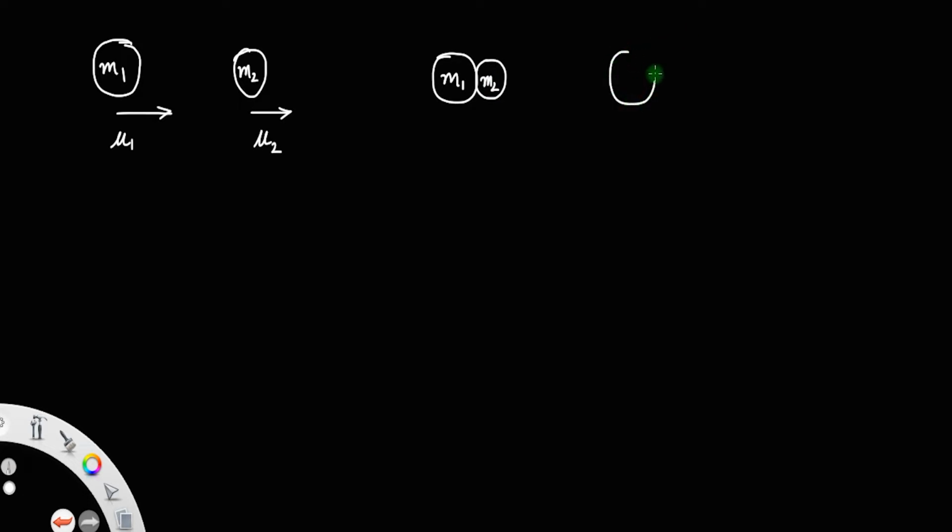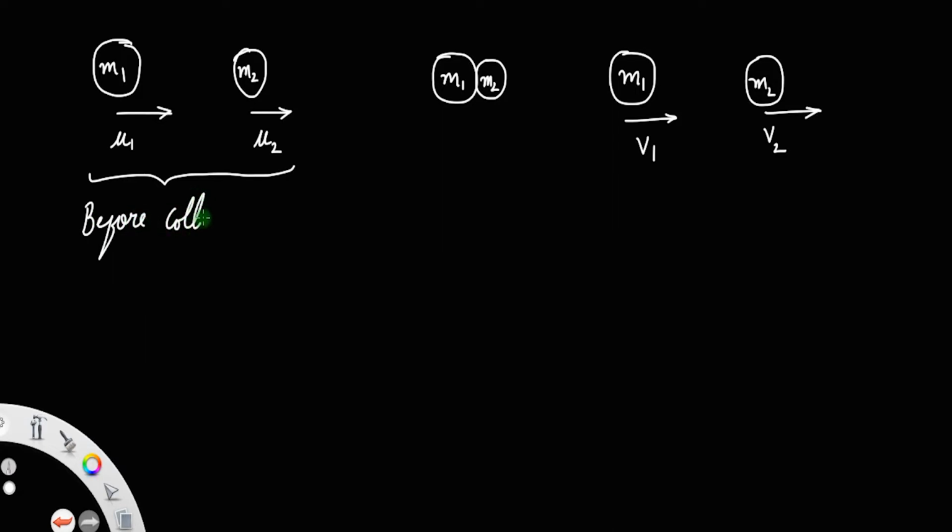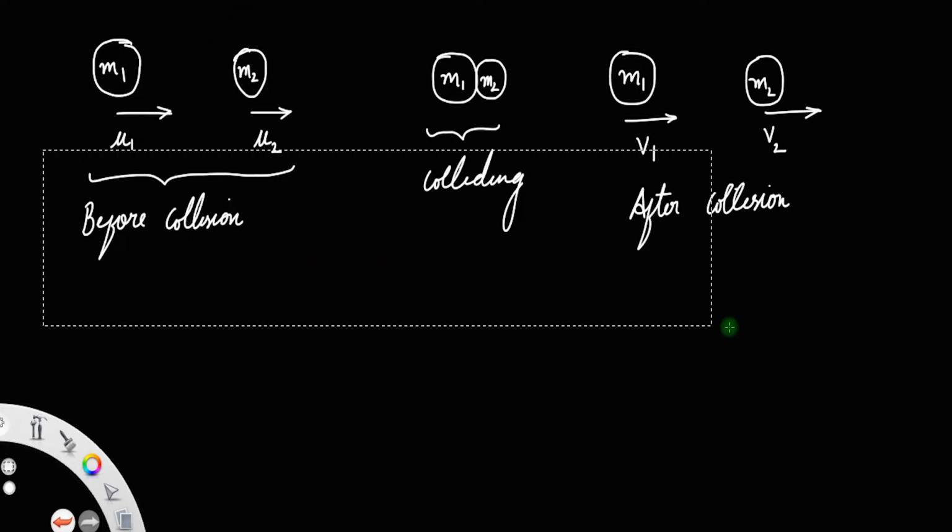After the collision, let the velocity of m1 be v1 and that of m2 be v2. So these are the cases. This one is before collision, this one is when they are colliding, and this is after collision. So three cases. Let u1 and u2 be the velocities before collision and v1 and v2 be the velocities after collision. So how will you find an expression for the velocities v1 and v2?